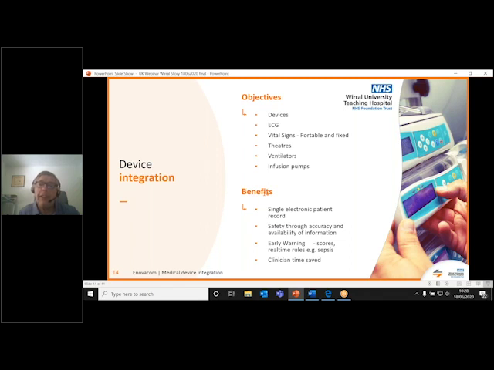The benefits I've touched on: a single electronic patient record that can be shared digitally, no misplacement of decimal points or sevens looking like ones. Because we're putting ventilator data, vital signs data, laboratory data, even antibiotic data into the same system, you can start creating rules. So we've got real-time rules that will warn of sepsis, and having everything in a single place saves clinician and nursing time. Next.